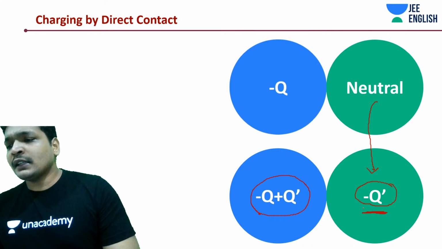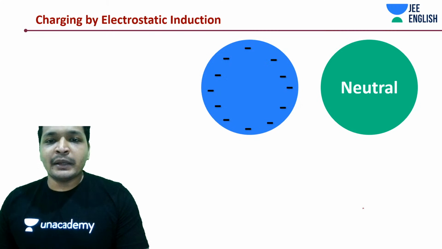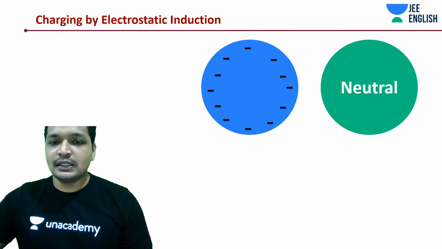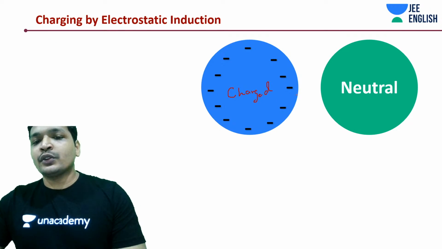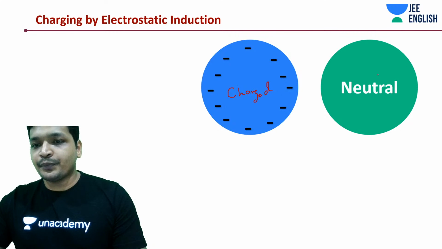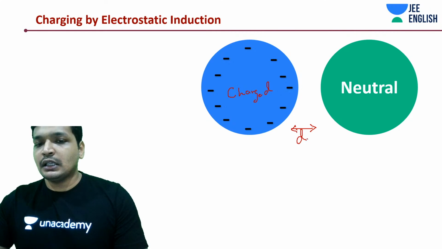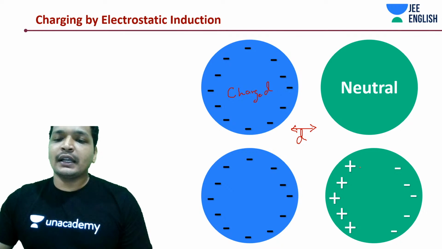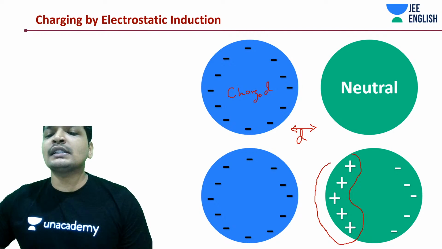But there are other ways as well. So one is electrostatic induction. What do I mean by electrostatic induction? Let's say I have a charged object like this, and I would bring a neutral object at some distance. They are never touching each other. Now what you're going to do is you hold it for some time. This will get polarized in the opposite manner on the side facing it.